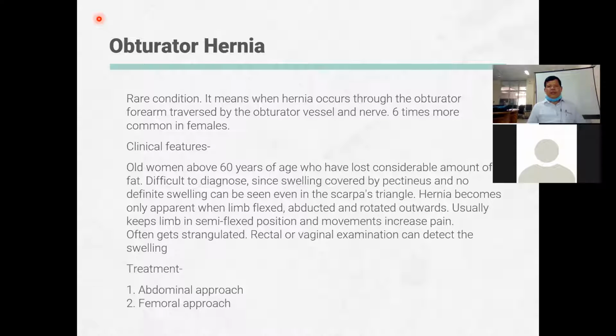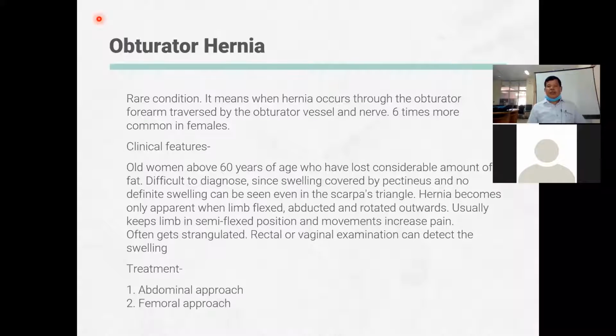So it is very difficult to diagnose. Already I am telling, because in these regions femoral hernia may also occur, or a direct inguinal hernia, or even an indirect inguinal hernia. Sometimes we may get a differential diagnosis. Moreover, the swelling, which usually has the first innermost layer of peritoneum, but beyond this the covering layer is the pectineus muscle along with fibrous tissue. And that's why no such definite swelling can be seen even in this triangle, which is called Scarpa's triangle.